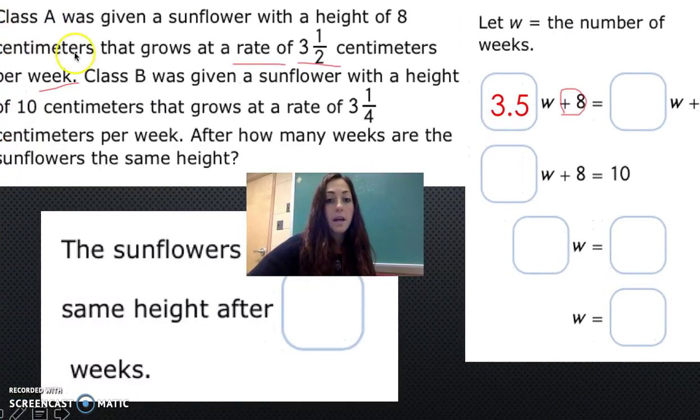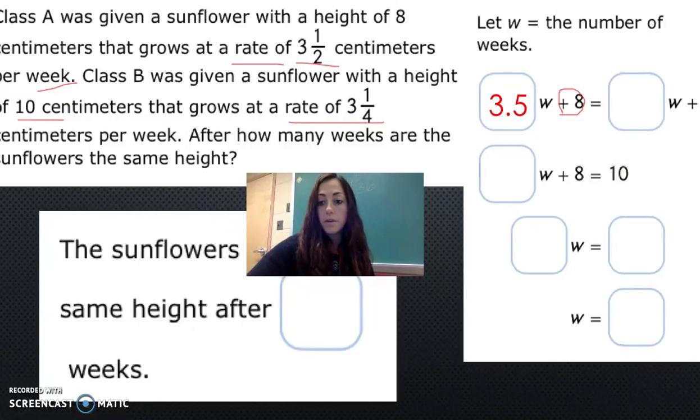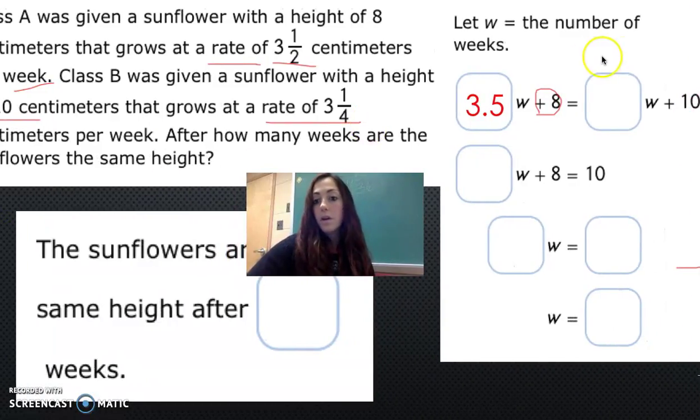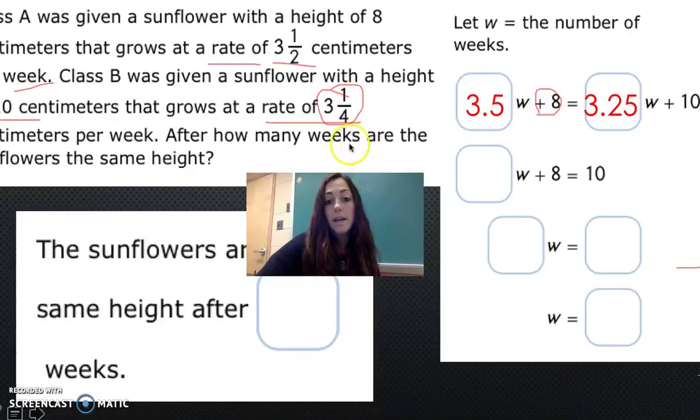And now we got to think of class B. Class B was given a sunflower height of 10 centimeters, and it grows at a rate of 3.25. So if we look at our equation, you see that +10, that represents our initial height. And then here, I've also changed to a decimal, that's our rate, it's per week, so 3.25. And now for this step, we have to just solve the equation.